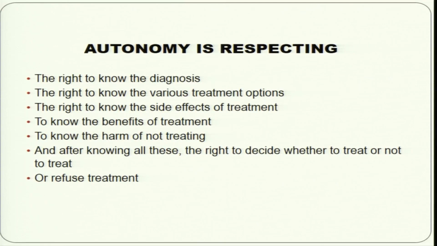So, patient has got right to know the diagnosis, he has got right to know the various treatment options, he has got right to know the side effects of the treatment, he has right to know the benefits of the treatment, he has right to know the harm of not treating. If treatment is not given, what are the consequences, he has got right to know about it. And after knowing all this, the right to decide whether to take treatment or not to take treatment, that is what the patient autonomy is. Patient has also got right to refuse treatment.